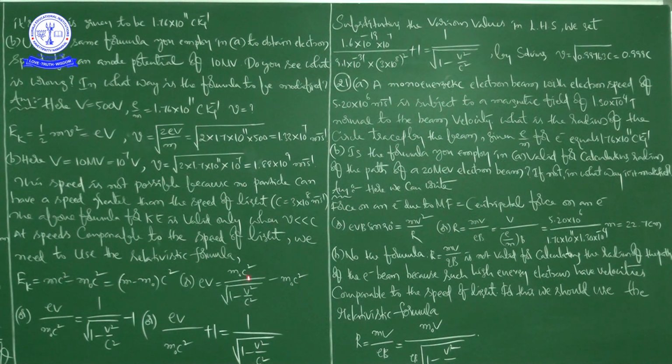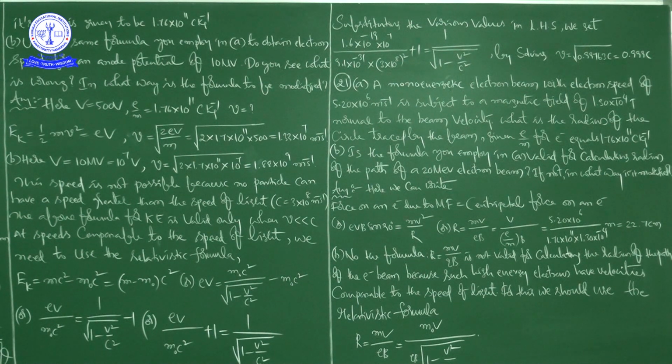use the relativistic formula. Just now I told you, Einstein's theory of relativity. So when the speeds are comparable to the speed of light, we need to use the relativistic formula, that is what Ek is equal to mc square minus m naught c square. Mathematically you can take c square as common, m minus m naught into c square, or Ek is equal to m naught c square by square root of 1 minus v square by c square, minus m naught c square, right.